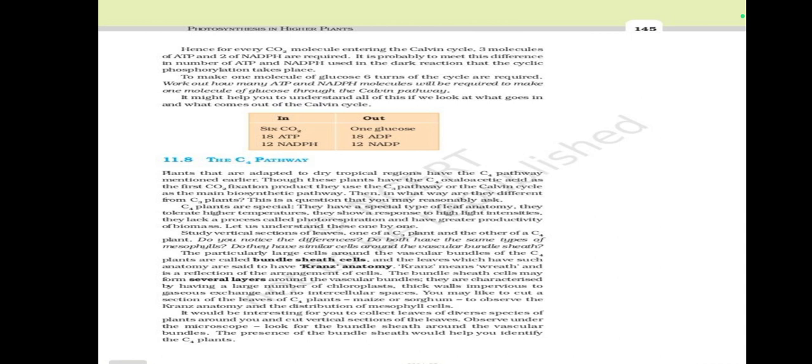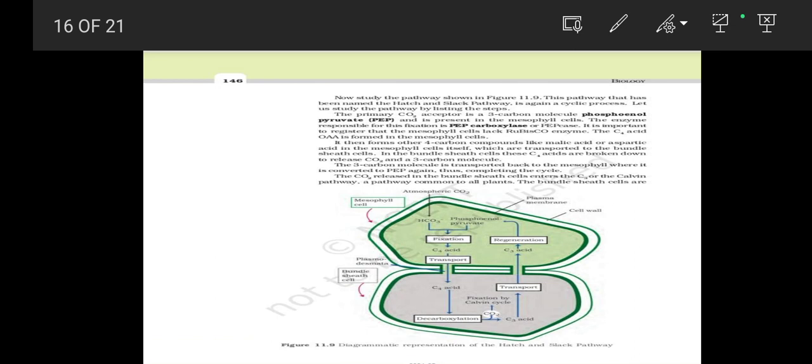Now study the pathway shown in figure 11.9. This pathway has been named the Hatch and Slack pathway. It is again a cyclic process. Study the pathway by listing the steps. The primary CO2 acceptor is a 3 carbon molecule, phosphoenol pyruvate (PEP), and is present in the mesophyll cells.